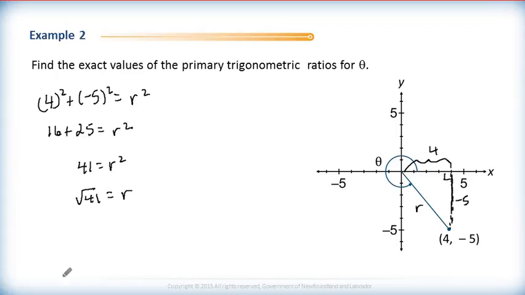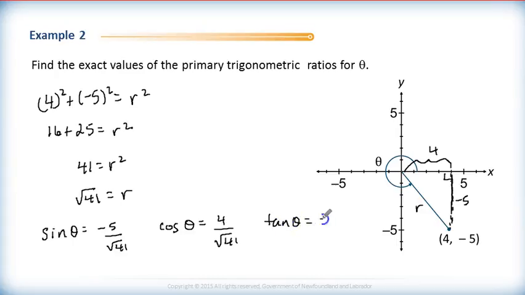However, we can now say that sine of theta is equal to -5 over root 41. Cosine of theta, the x value over the r value, would be 4 over root 41, and tan of theta will equal -5, the opposite, the y, over the x, which is 4.